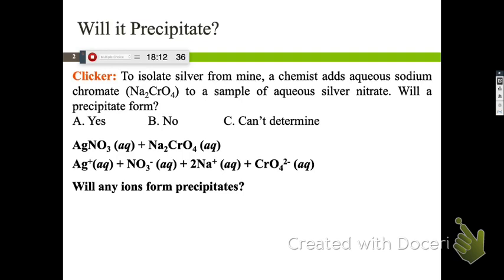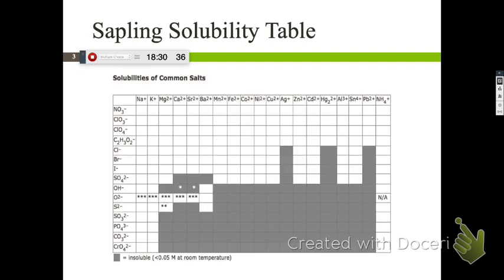But then the question becomes, if silver runs into chromate, what's going to happen? How do we know that's going to stick? So if we look on our table, we're silver. It's right in the middle, Ag+. And actually, I could probably do this and show a bigger one, right?